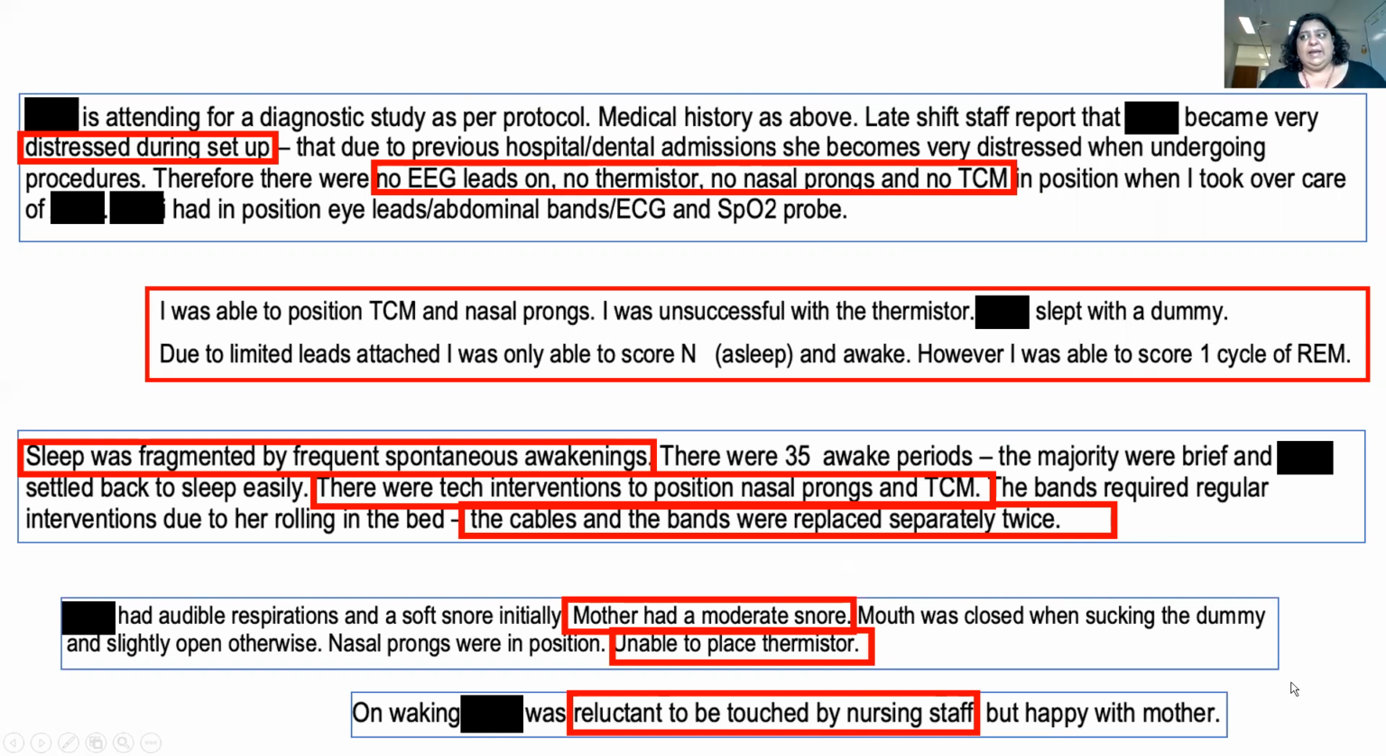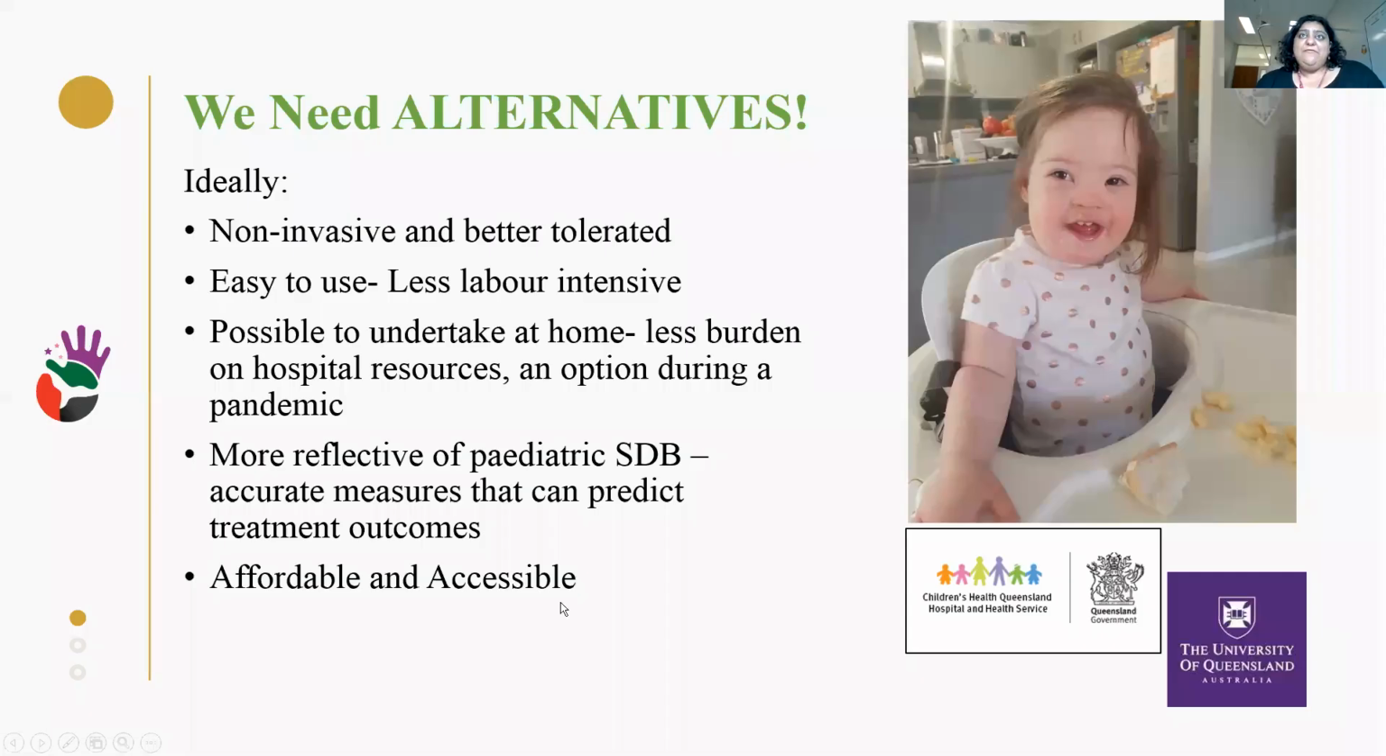And this is just to highlight how difficult and distressing these studies can be. So therefore, we need some alternatives. Ideally, we need a non-invasive and better tolerated type of monitoring, something that is easy to use and less labor intensive. Ideally, it would be good to be able to undertake it at home to put less burden on hospital resources, which is certainly a consideration during a pandemic.